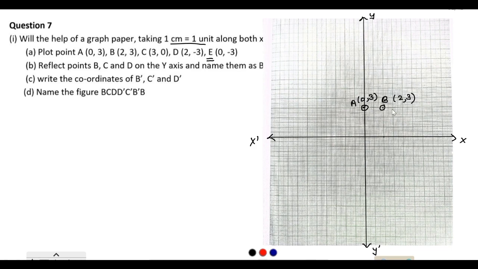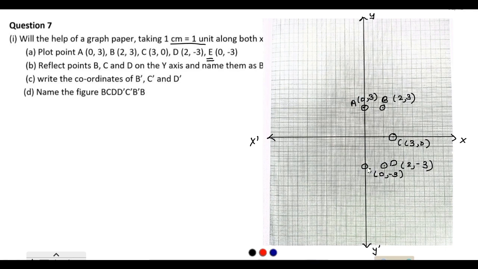Now point C 3, 0. It lies on x axis. Point D 2, -3. This is point D having coordinates 2, -3. Next E 0, -3. It is point E. The first part we have completed.